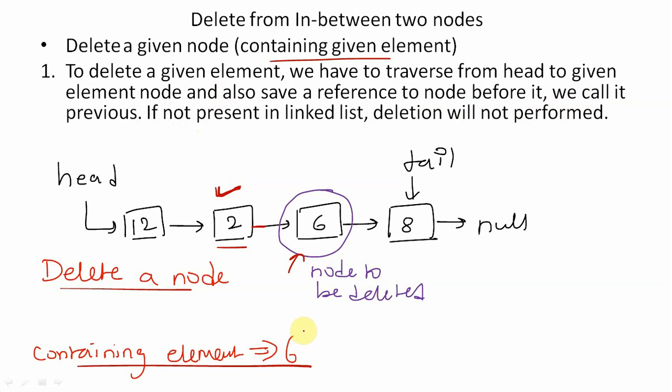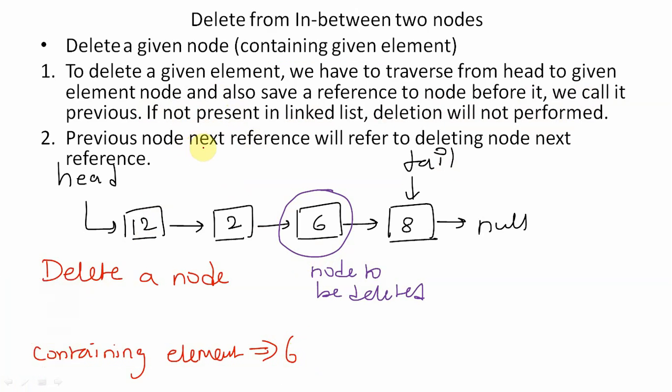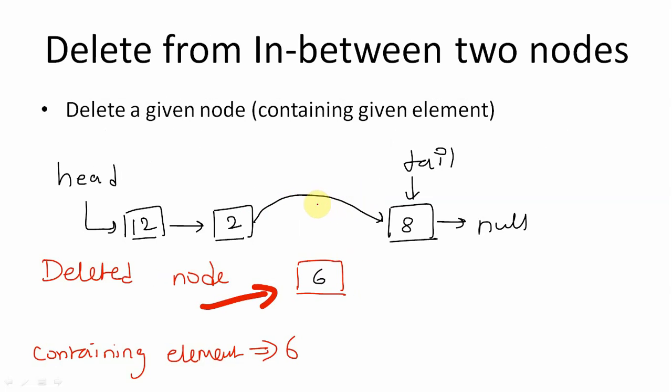Means if the containing element is 12, what will happen? Now head will refer to the next node. Okay, head will refer to this particular node. Again, one more scenario. If you have only a single node, I'll say 12. What happens in single node scenario? Head and tail both need to be updated.